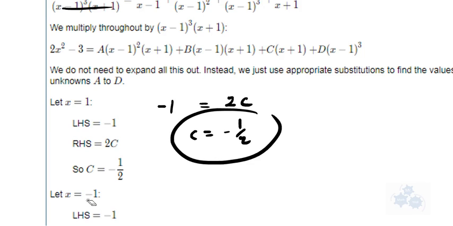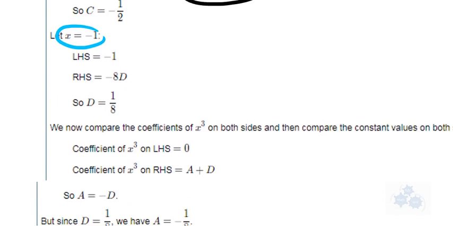If you also use a substitution here with negative 1, so if you let x equals negative 1, you get rid of this term as a 0, you get rid of this term as a 0, you get rid of this term. So then you can solve for D. And D then is 1/8.